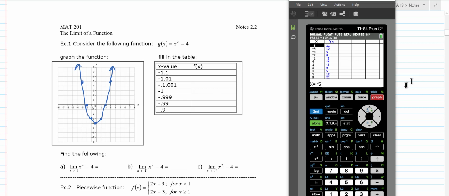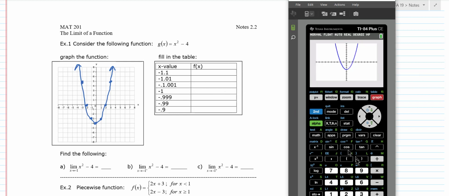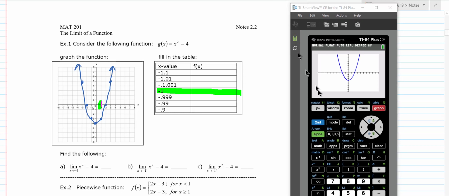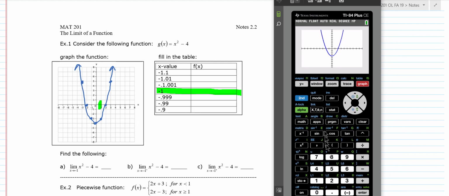We're going to go ahead and trace out these values. This time we're interested in what's happening when x is 1. We're interested in the limit when x is 1. All right, so let's start tracing and recording these. First of all, I'm going to go from the left here. So I'm going to trace at negative 1.1 and record what we have. That's negative 2.79.